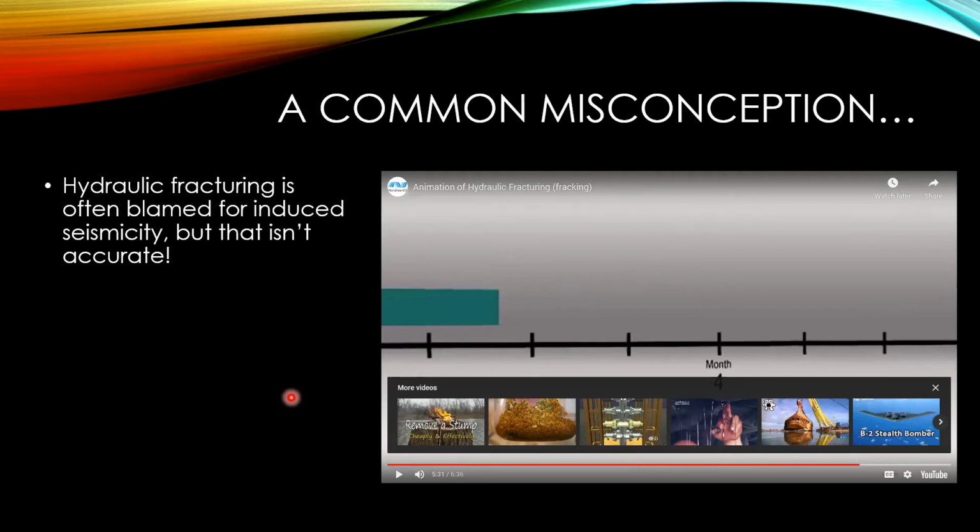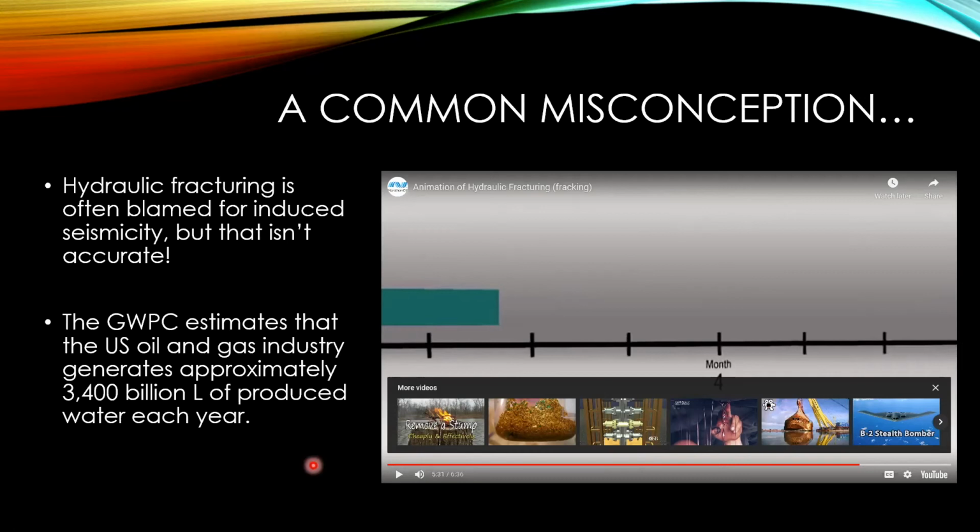What we are seeing is that, as they said, when they pulled that plug, the first thing that comes out is water. So the Groundwater Protection Council estimates that the US oil and gas industry generates approximately 3,400 billion liters of produced water each year. Before the oil and gas comes out, all of that salt water, or brine water, is actually extracted from these wells, and it has to go back underground. So if they are injecting this wastewater into these disposal wells, and they're doing it at too high of an injection rate, it can trigger underlying faults within the subsurface.